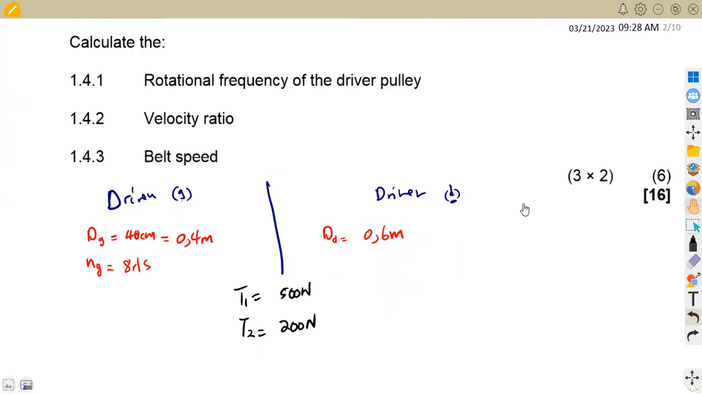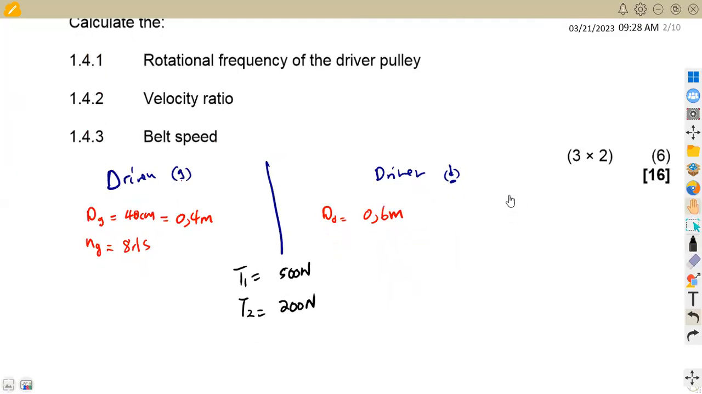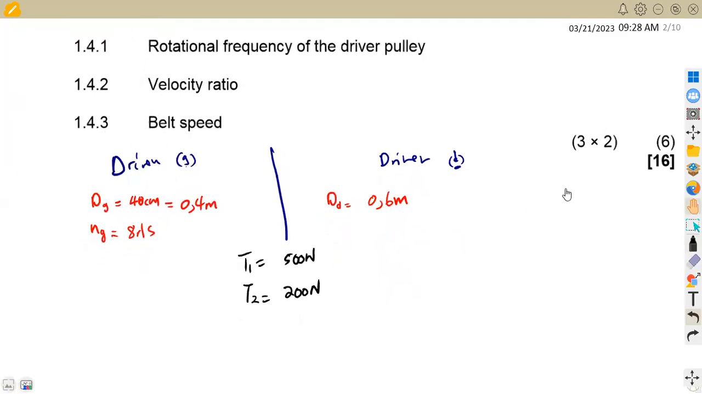The first part of the question is to calculate the following: the rotational frequency of the driver pulley. So we need here the rotational frequency for the driver pulley. We do not know it. So how are we going to get this?